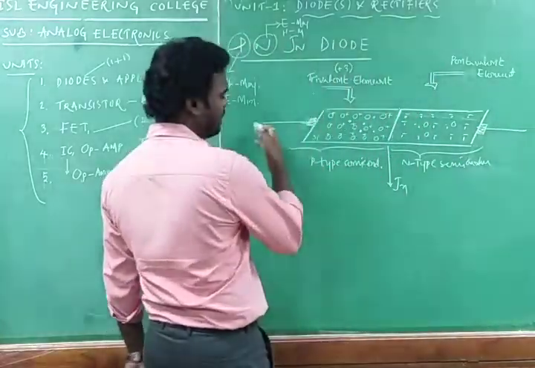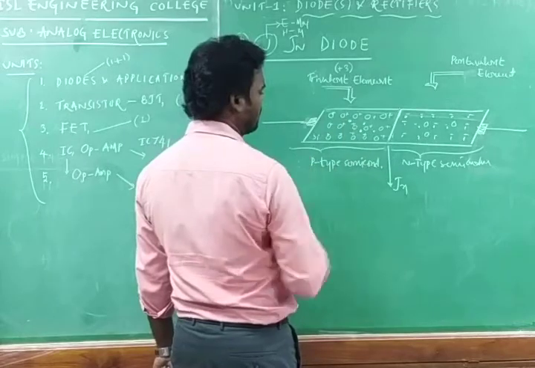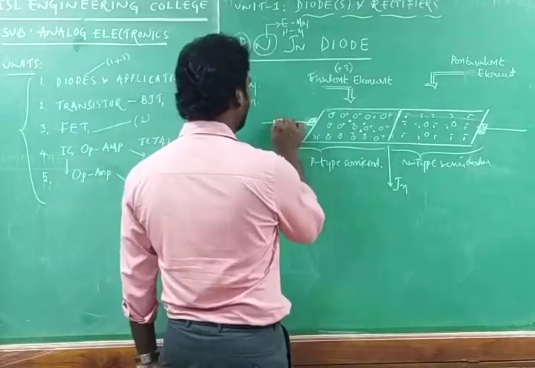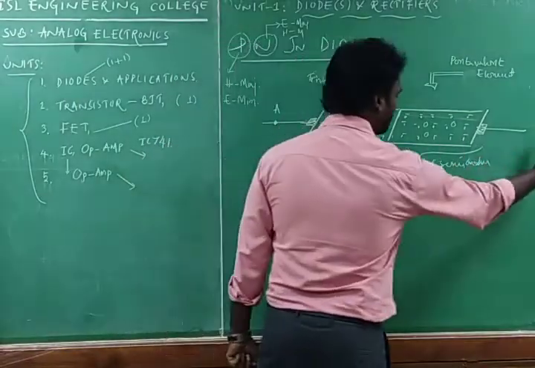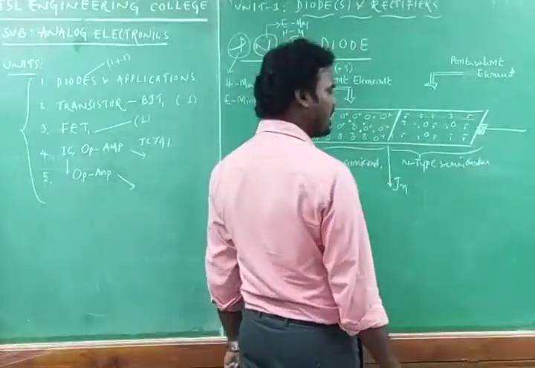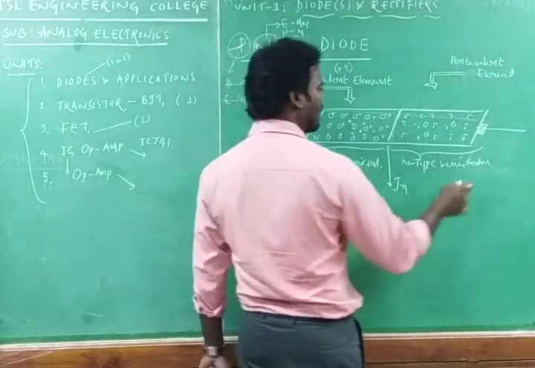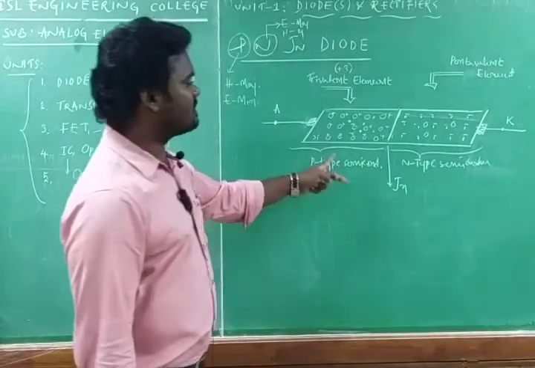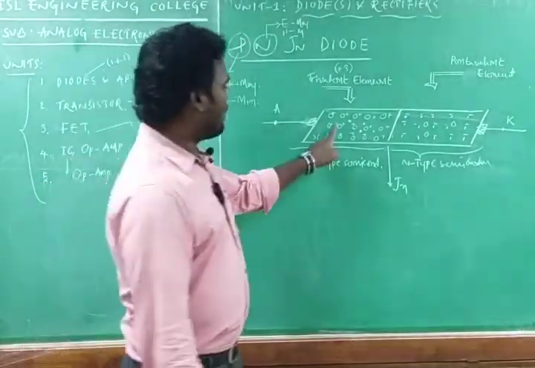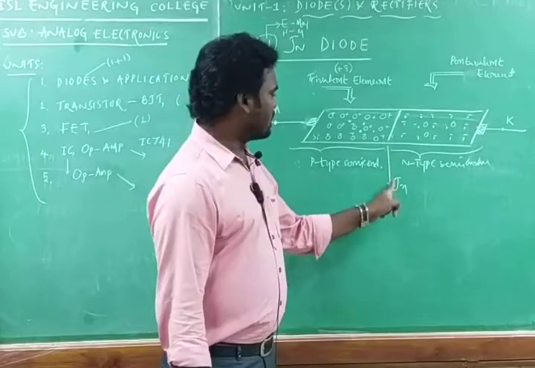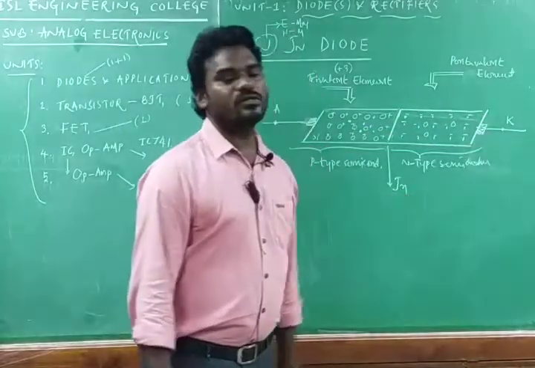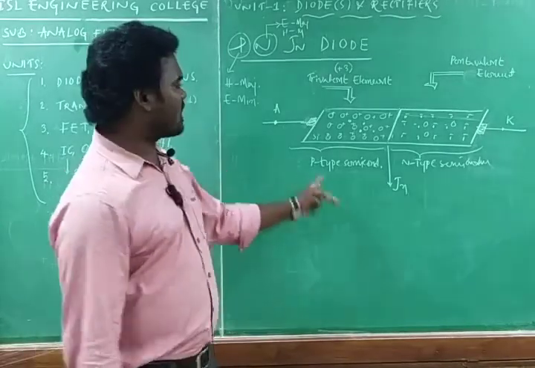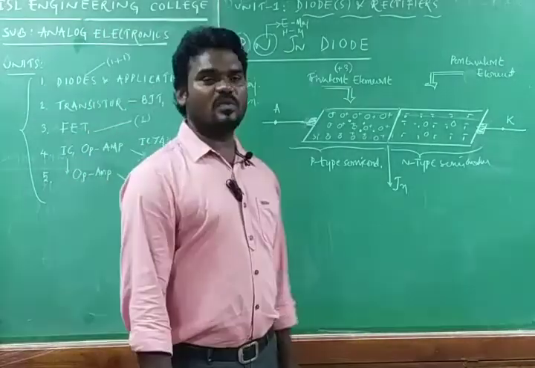The electrode which is connected to the p-type semiconductor, or the electrode which is connected to the more positive charge, is called the anode. The electrode which is connected to the n-type semiconductor, or the electrode which is connected to the more negative charge, is called the cathode. Now we can call it a p-n junction diode. It is a p-n junction with 2 electrodes, so it is called a p-n junction diode. So this is the construction or formation of the p-n junction diode.